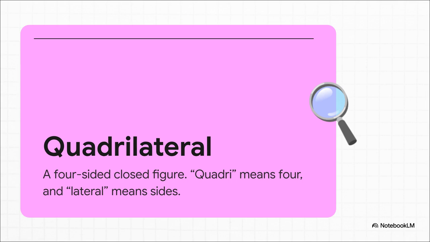Think of this as the family name, and it kind of gives the whole game away. Quadri means four, and lateral means sides. So a quadrilateral is just any closed shape with four straight sides. That's it. Simple, right? But this is the foundation for everything to come.